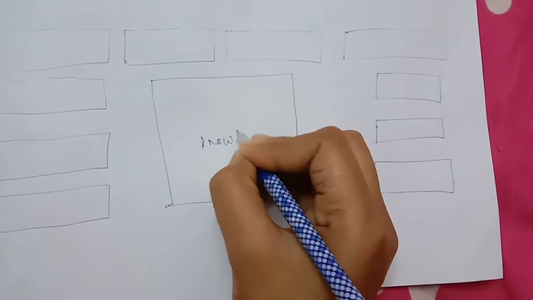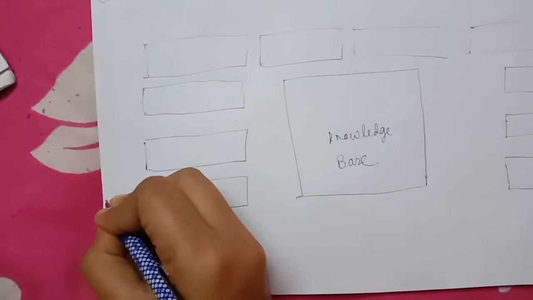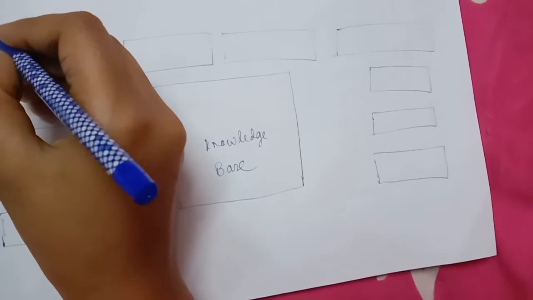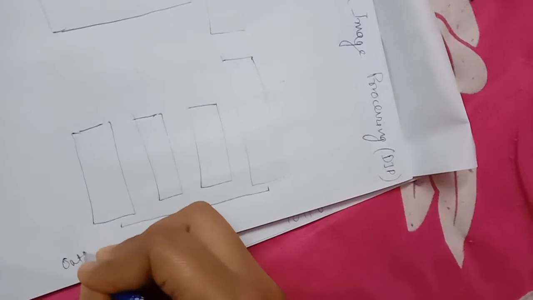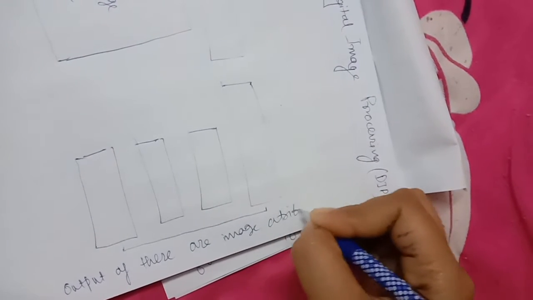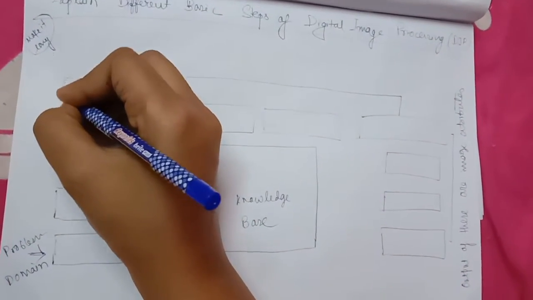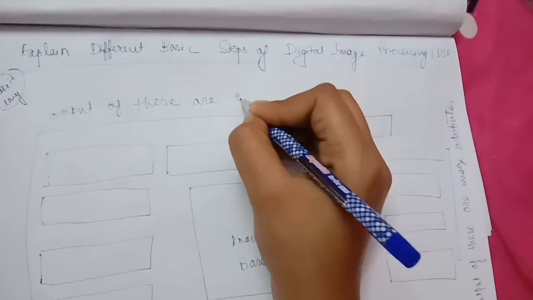The main box is the knowledge base. Remember this? From here, this is the problem domain. Here you have to write: output of these are image attributes. Now, from this to this, output of these are images. This is what you have to write outside.